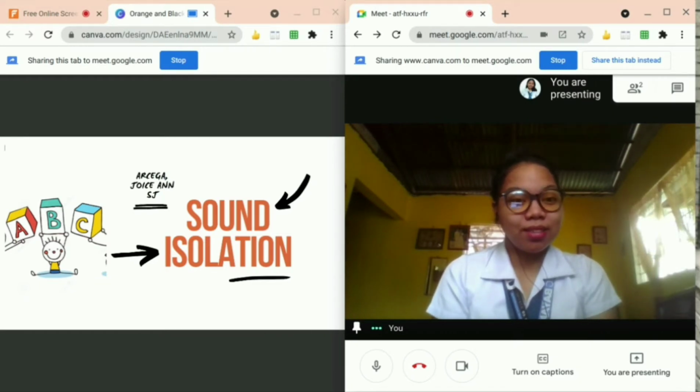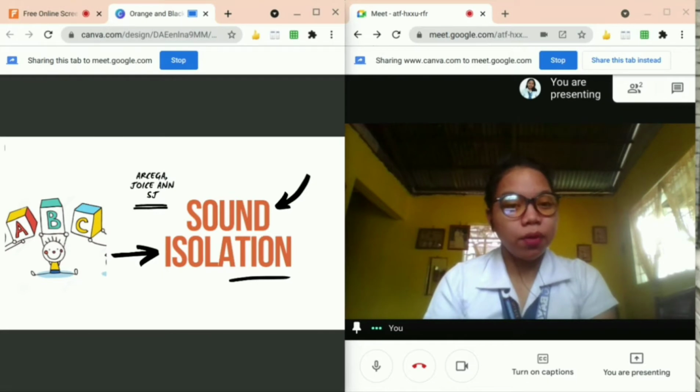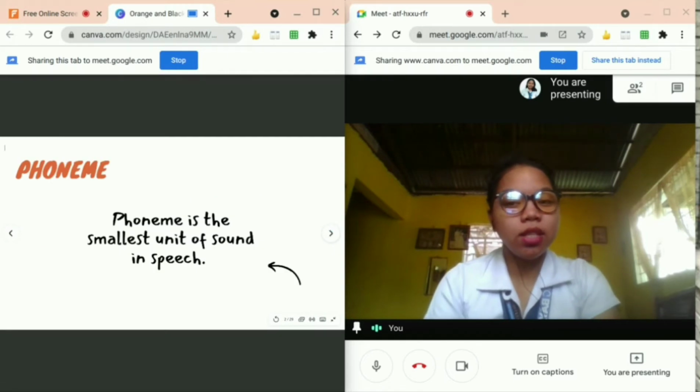So let's get started. Let's talk about phoneme and phoneme isolation first. Phoneme is the smallest unit of sound in speech. When we teach reading, we teach children which letters represent those sounds.